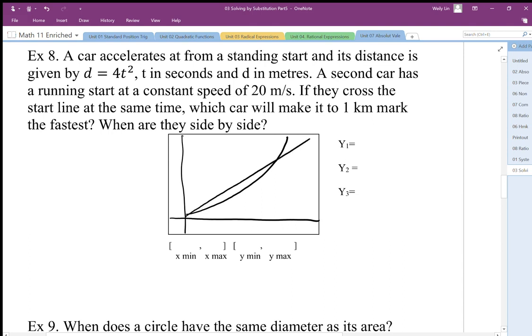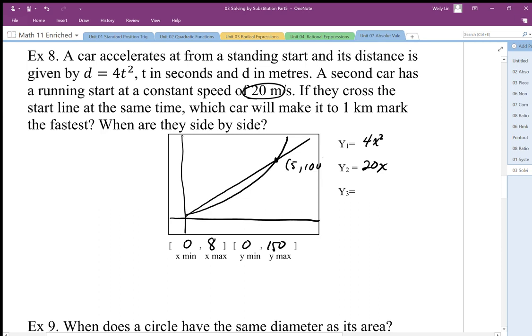And this window looks like my window is probably about from 0 to maybe 8 seconds, and from 0 to 200 or 150 meters. And I can see that my intersection for my graph is going to be at 5 seconds and 100 meters. And so my equation is going to be 4x squared, and this is going to be 20x. It's a linear equation because it's going at a constant rate.